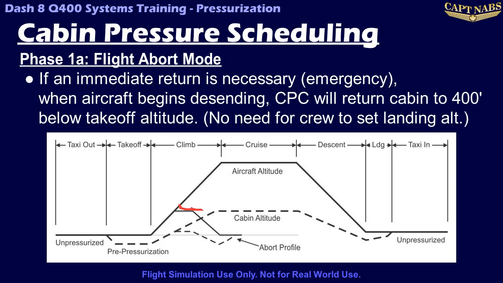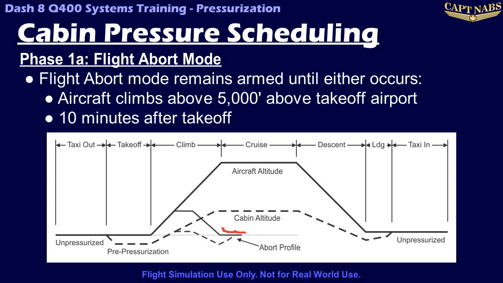Once the aircraft starts descending again, the CPC will descend the cabin until 400 feet below the remembered takeoff field elevation, just as if a landing field was set. Flight abort mode remains armed until 10 minutes after takeoff, or the airplane reaches 5,000 feet above the takeoff field elevation. After either of these points is reached, the pilots must manually set the landing field elevation for whatever airport they are landing at.